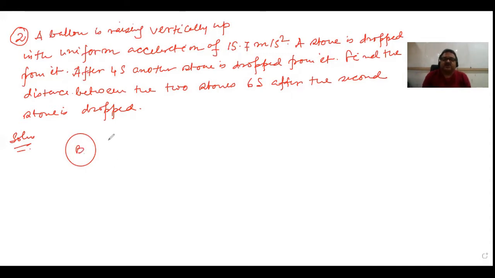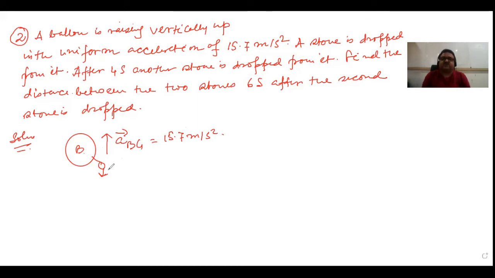So the acceleration of the balloon with respect to ground is given, and it is 15.7 meter per second square, correct? Now assume the moment the first stone is dropped. At that particular point of time, the velocity of the balloon and the velocity of the stone are exactly the same.